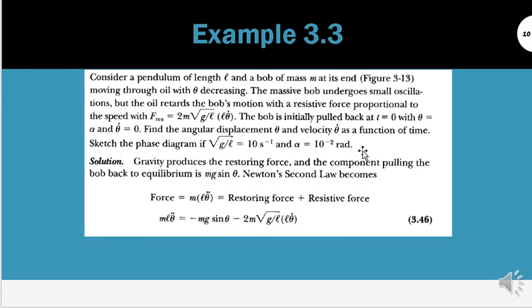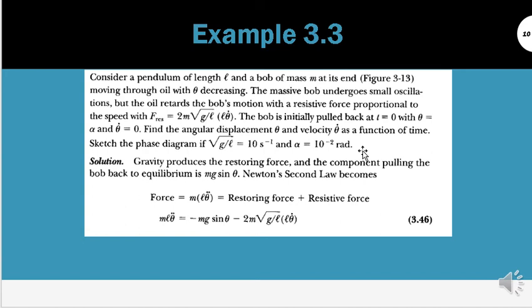Okay, so now let's go to example 3.3. So typically this example 3.3 is about a critically damped situation. Okay, so later you will know that in this case, this is a critically damped situation.